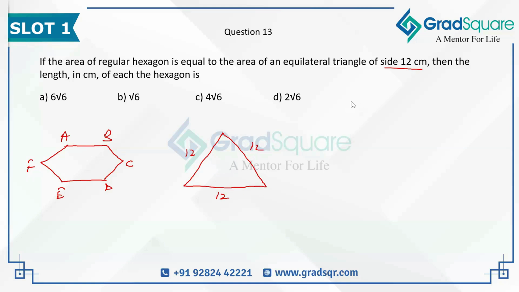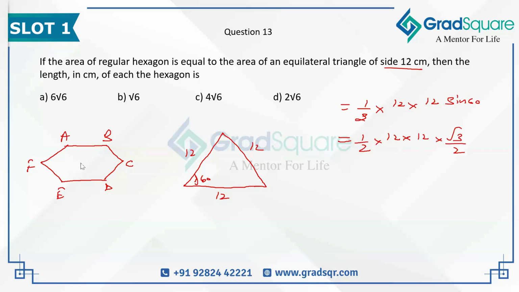So what is the area of an equilateral triangle? Half base, which is 12 in this case, into height, which is going to be 12 sine 60, because this angle is 60 and the side is 12. So you can find out the height over there. So this is going to be 1 by 2 times 12 into 12 sine 60. Sine 60 is root 3 by 2. Right? So that's going to be the area of the triangle.